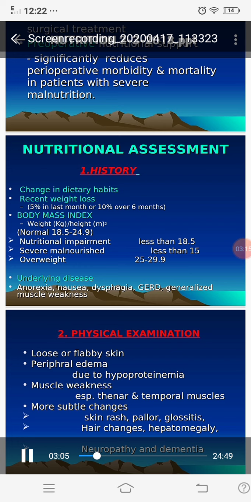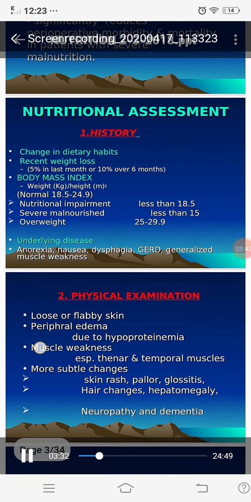By putting in your height and weight, you can easily assess your body mass index. We all can do it easily at home. We can do it for our family members also and check the nutritional status. Then get a proper history of anorexia, nausea, dysphagia, GERD, gastroesophageal reflux disease, then generalized muscle weakness.